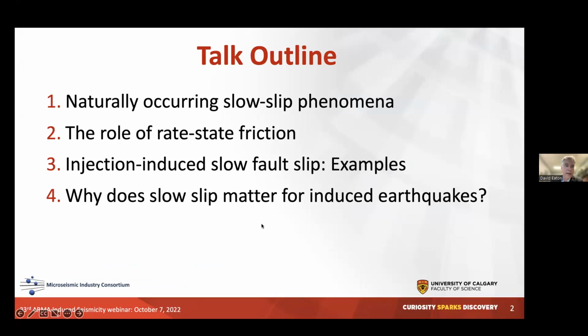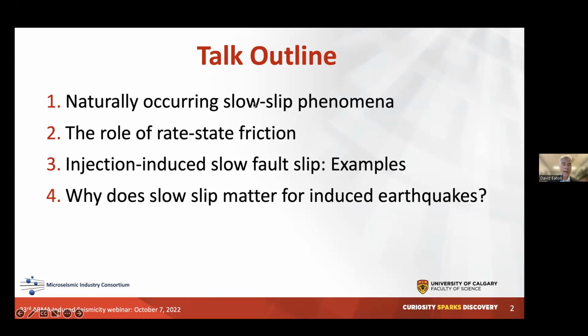So here's an outline of my presentation. I'd like to start off by talking a little bit about naturally occurring slow slip phenomena. A few decades ago, the field of seismology underwent a bit of a paradigm shift where it's now recognized that natural earthquakes exhibit a spectrum of behavior of which regular earthquakes are an end member. There's a whole variety of different slow slip phenomena which go from very slow earthquakes, which can take years to occur, up through low frequency earthquakes that bear some similarity to earthquakes that we generally attribute to fault slip.